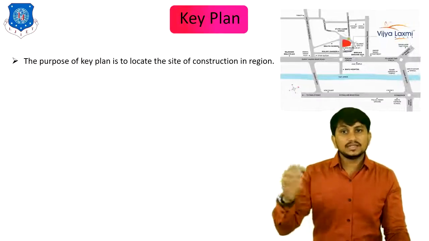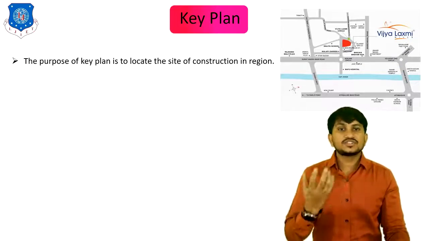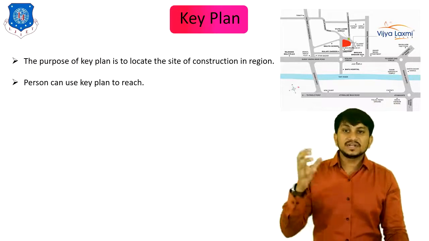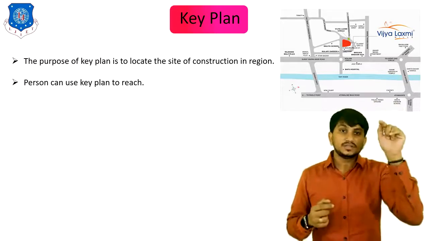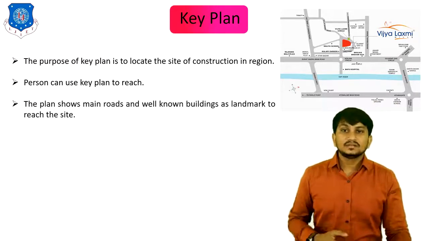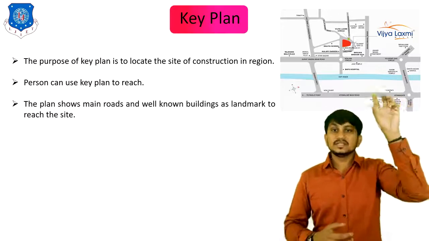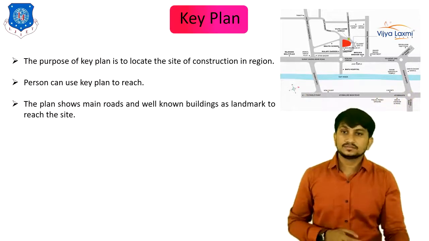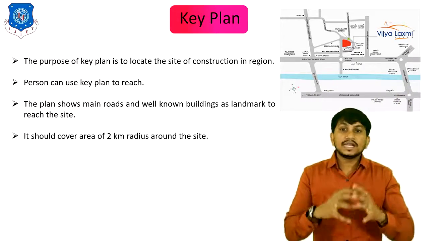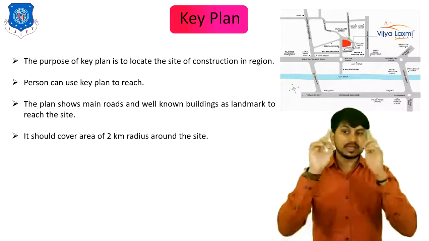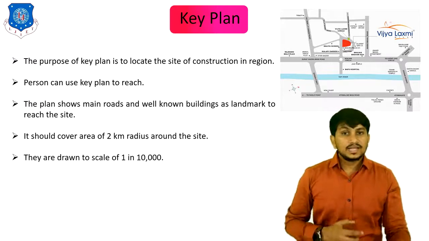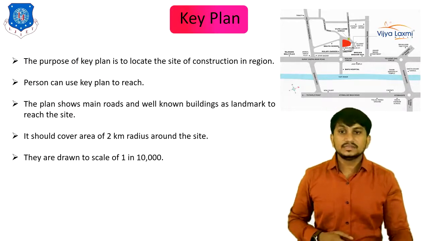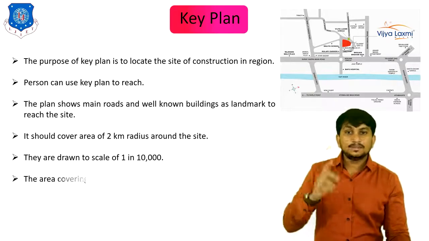The purpose of key plan is to locate the site of construction in the region. This is the example of key plan. The person can use key plan to reach the site. The plan shows main roads and well-known buildings as landmark to reach the site. It should cover area of 2 km radius around the site. They are drawn to scale of 1 in 10,000. This is called as the key plan.